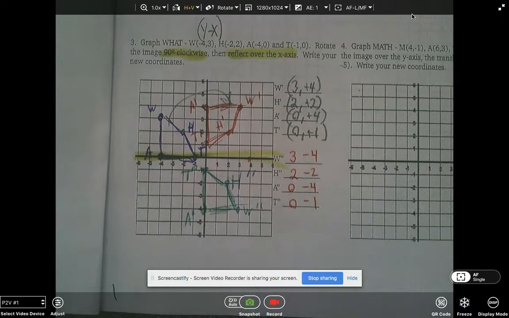All right. So hopefully that helps with multiple transformations. Example 2 looks like you're going to reflect over the x and then reflect over the y. And number 4, you're going to reflect over the y and then translate.